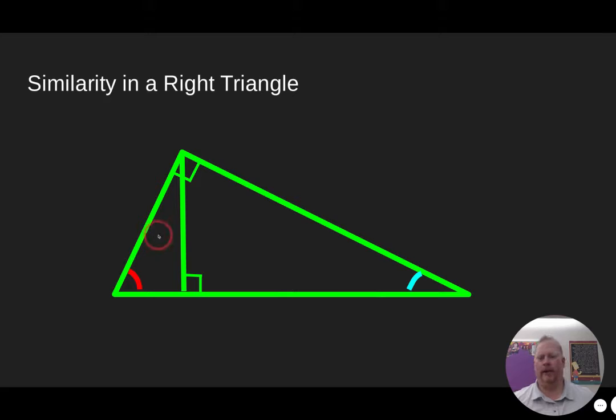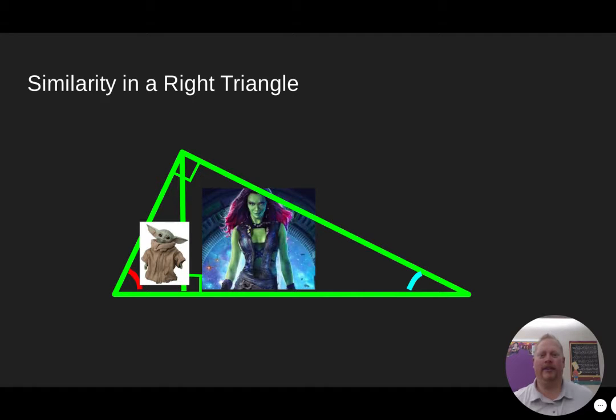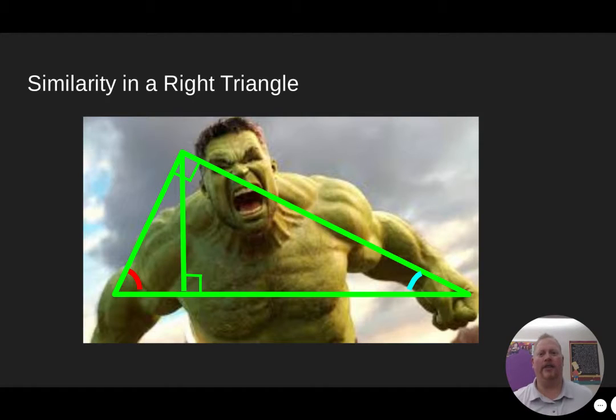Well, some people would say, I've got this little triangle over here and this other triangle with the blue angle in it, so 2. But don't forget about the original triangle, the big triangle. I used to call this the baby triangle, the mama triangle, and then the big daddy triangle. But some students expressed some discomfort in calling something the big daddy in geometry class. So I'm going to change it to the baby Yoda triangle, the Gamora triangle, and then the Hulk triangle. Okay? Illustrating tiny, medium, and large.